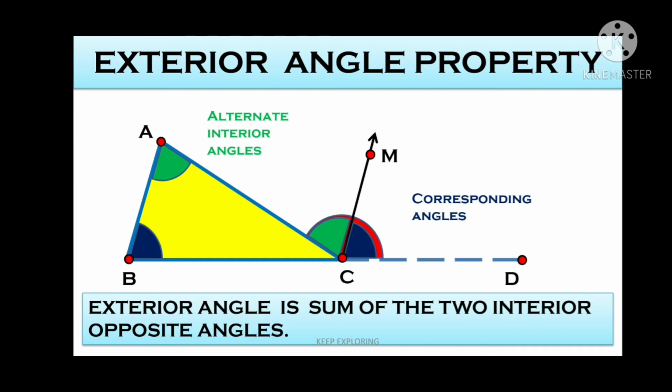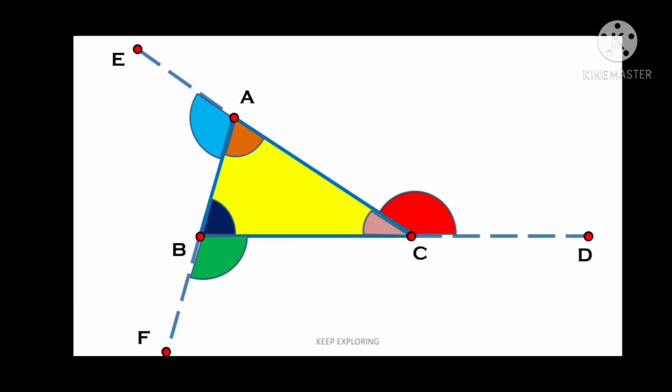So here we can see the angle ACD is the combination of two angles, that is the green one and the blue one. The green one is angle A and the blue one is angle B. So here we can say angle ACD is equal to angle A plus angle B. So the exterior angle is the sum of two interior opposite angles. Now let's see more about this. So here we can see angle ACD is equal to angle A plus angle B.